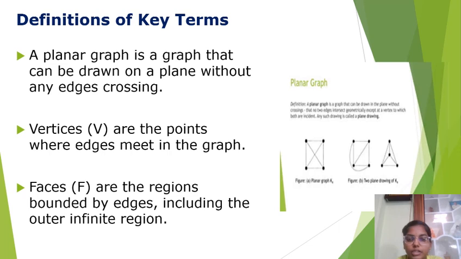Planar graph definition. A planar graph is a graph that can be drawn in the plane without crossing, so that no two edges intersect geometrically except at the vertices to which both are incident. Any such drawing is called a plane drawing. These are two figures: the first one is a plane graph, the second one is a plane drawing.